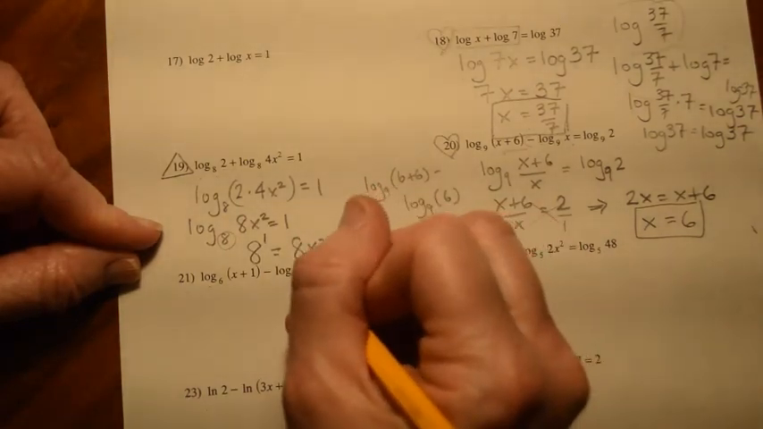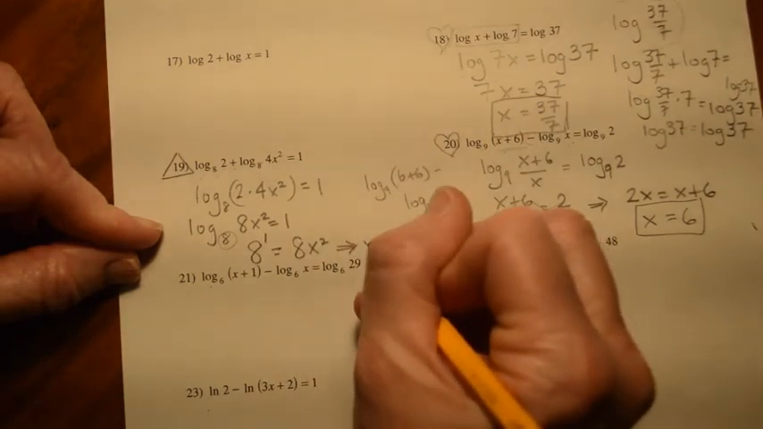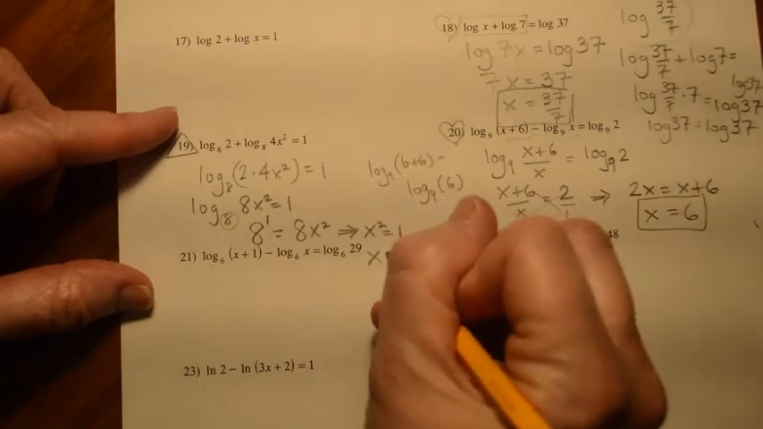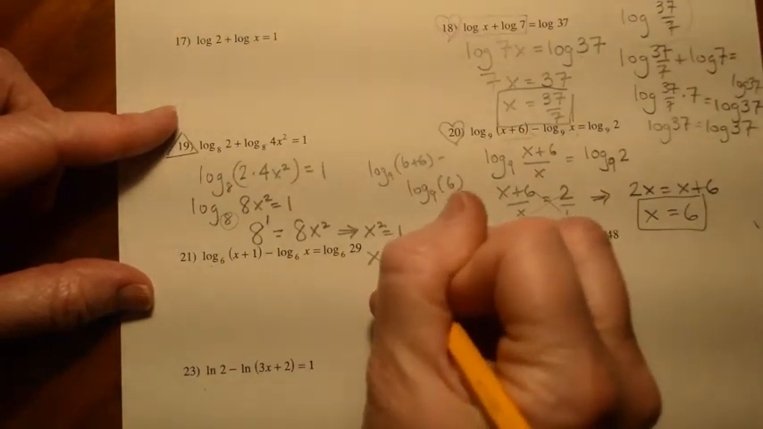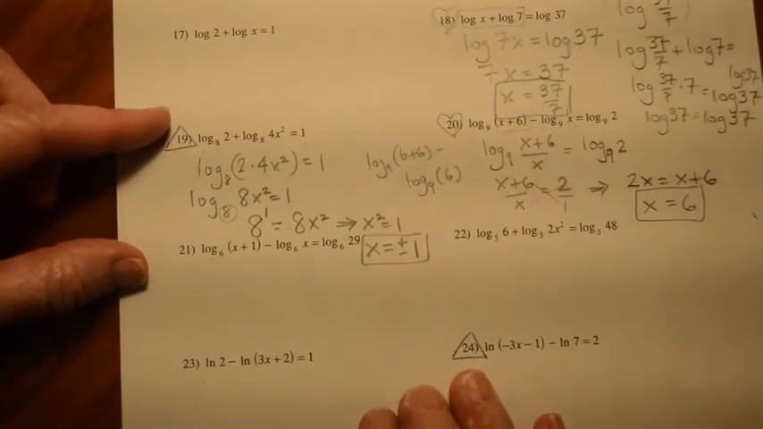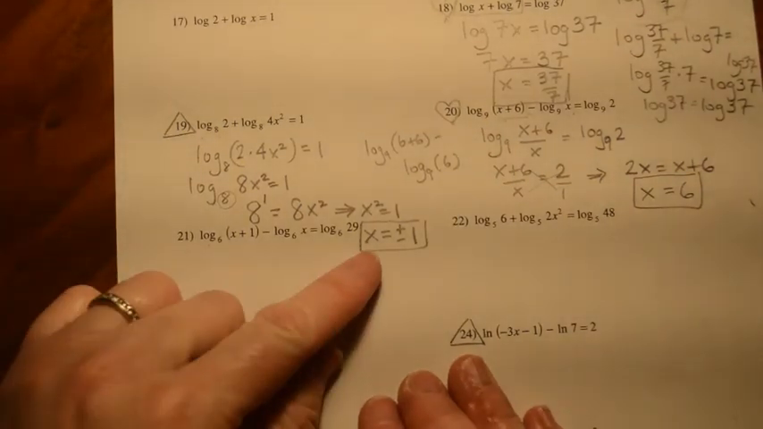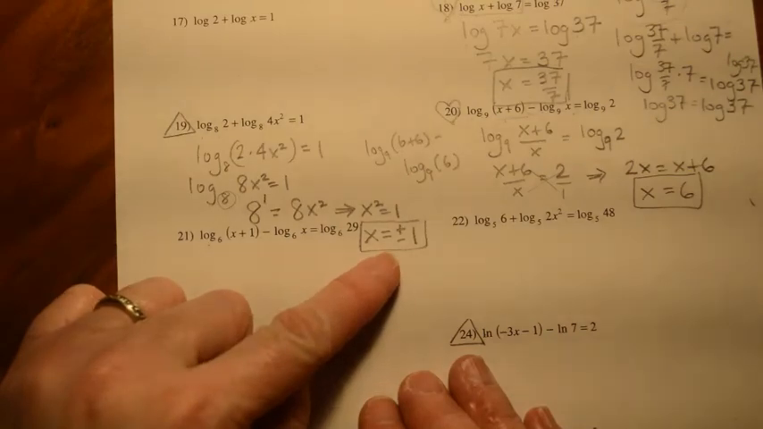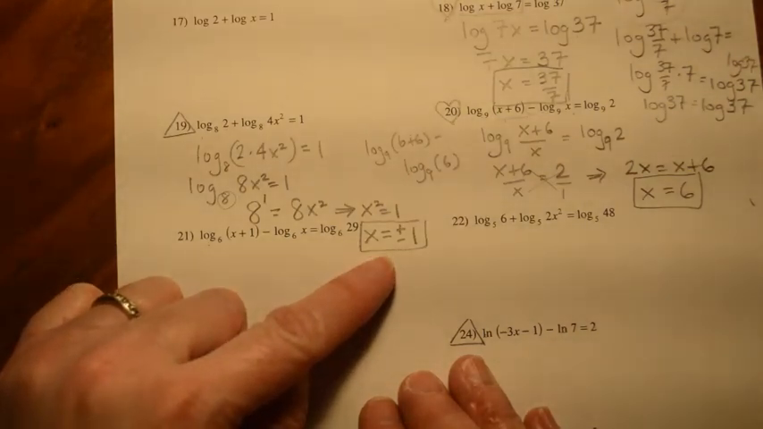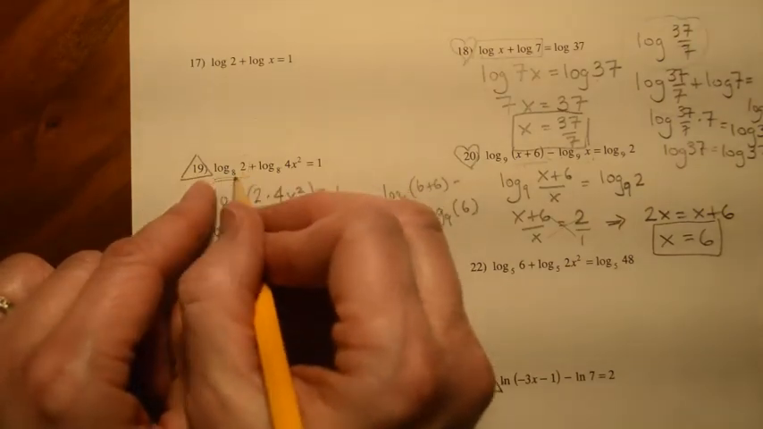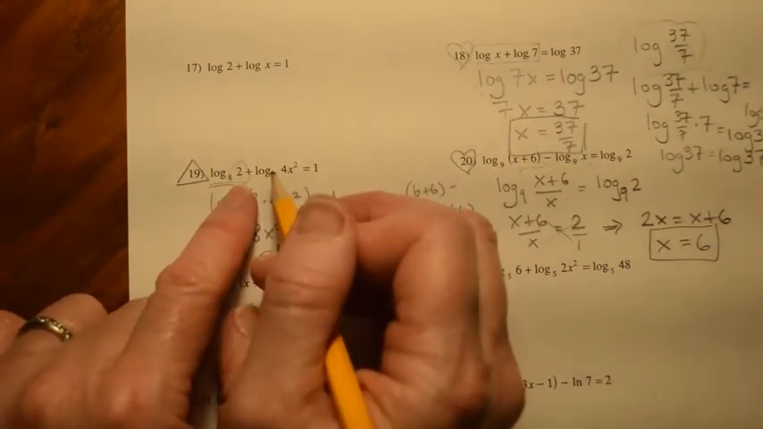And then I'm going to divide both sides by 8, so I get x squared equals 1. And then I solve that and I get x equals plus or minus 1. All right, I have to check to make sure that it is not going to make something where we're taking log of 0 or a negative number. I do not have to plug it back in here because there's no place to plug it in. It's just log of a constant.